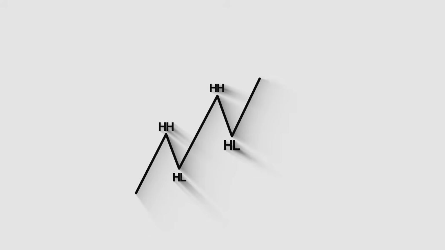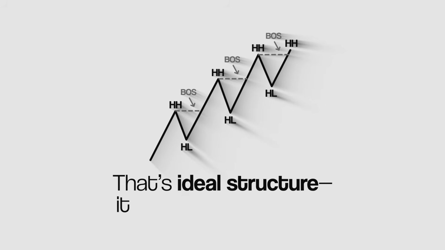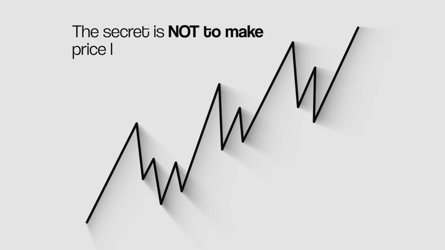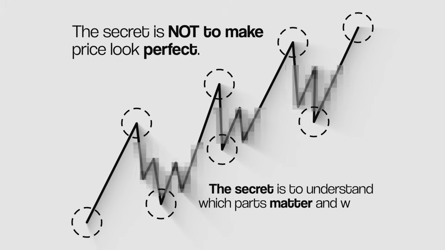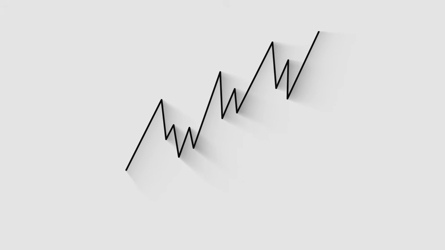Most traders think trends look like the textbook diagram. That's ideal structure. It exists only in theory. The real market looks nothing like that. The secret is not to make price look perfect. The secret is to understand which parts matter and which parts are noise. This leads to the most important distinction in modern trading.